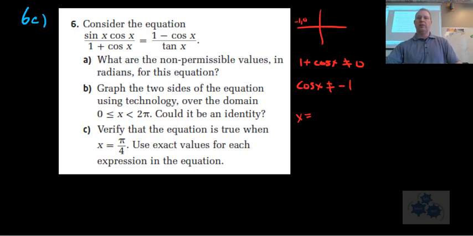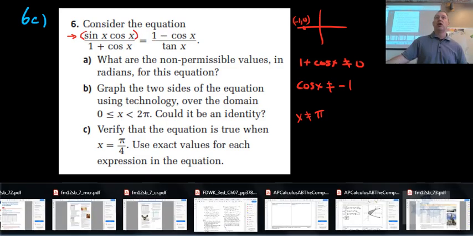So negative 1, 0 is on the unit circle, and that's going to be cos. So that's going to be pi. Okay, so we cannot have pi. Anything else there? Can we have a 0 up here? Can this equal 0? The numerator? Yeah, numerators can equal 0. No problem.